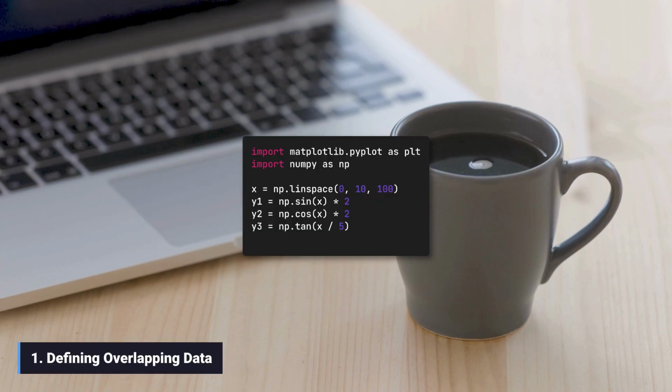1. Defining overlapping data. To properly demonstrate transparency, we need data sets that overlap. We use NumPy to create 3 different y-series: sine, cosine, and tangent, all based on the same x data. These 3 lines will naturally intersect multiple times.